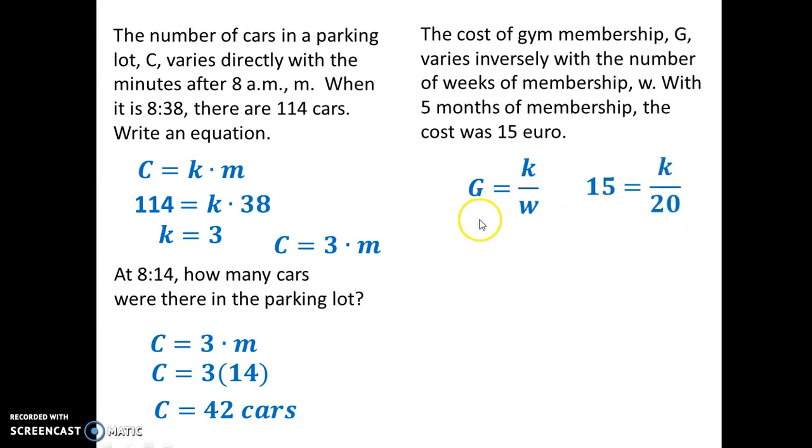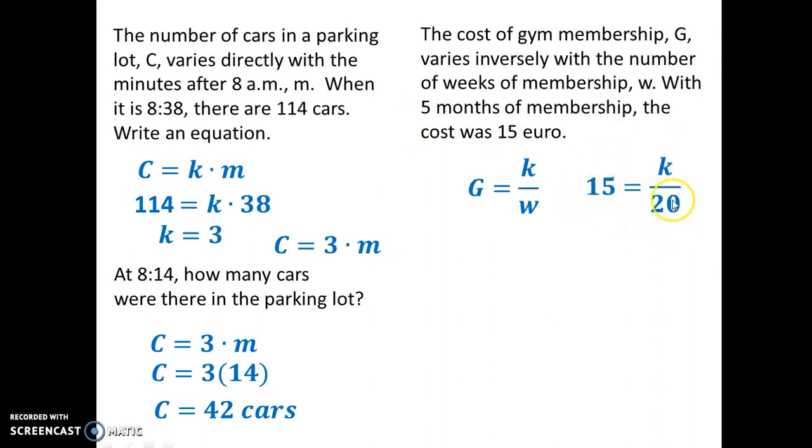Right, so in this one, you're given the gym membership is €15, and you're told 5 months. Maybe you put 5 in here. That would be wrong because be careful. In the problem it says G varies inversely with the number of weeks of membership, and then here it jumps to 5 months of membership. So how many weeks are in 5 months? Well, there's 4 weeks in 1 month, so 5 times 4 is 20. 5 months is actually 20 weeks of membership, which I put in here.